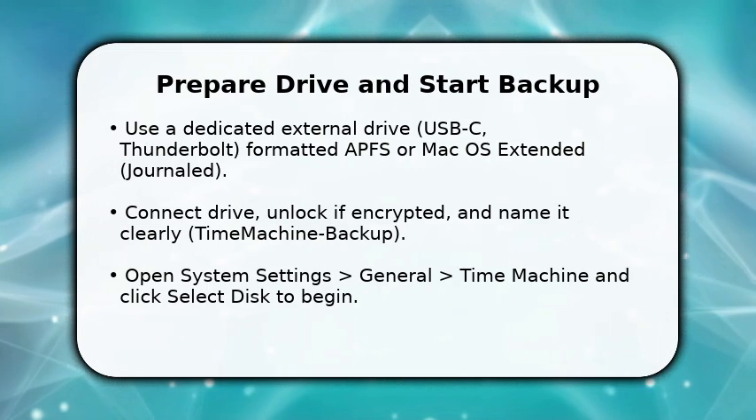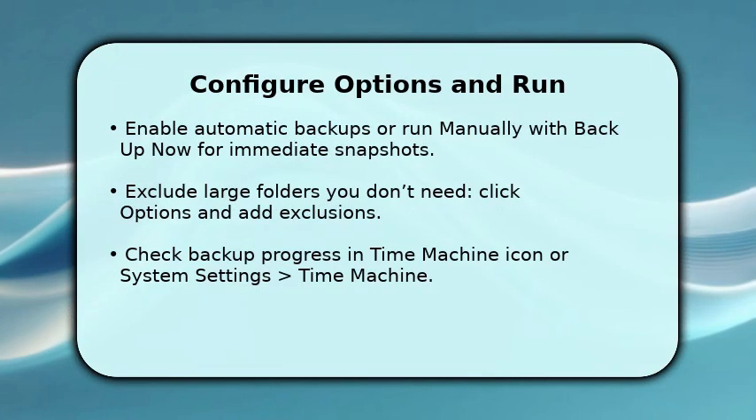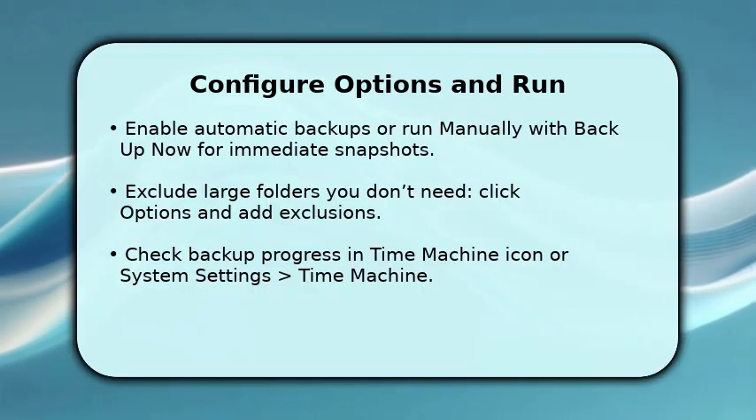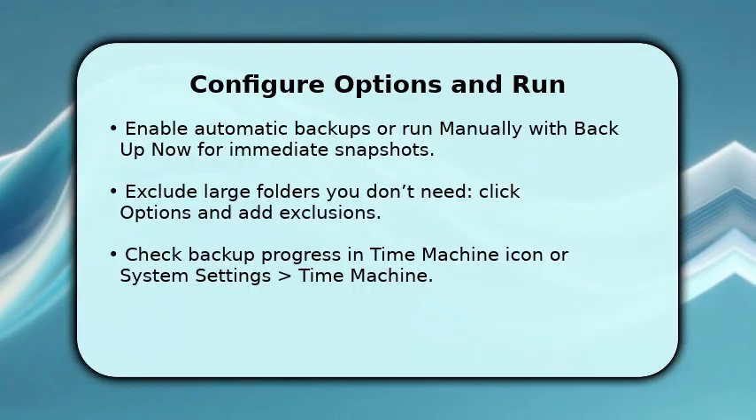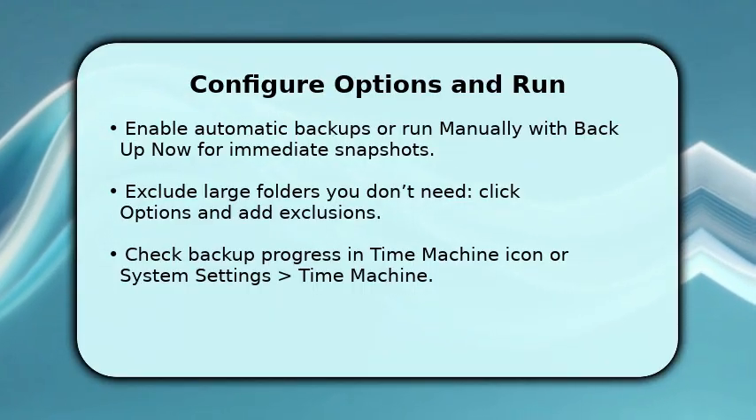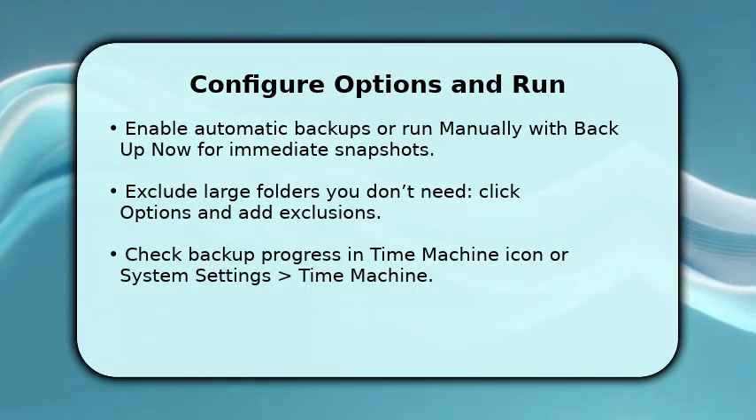Once done selecting the disk, configure options to match your workflow. Enable automatic backups for continuous hourly protection or choose manually and click Backup Now for control. Make sure to exclude bulky folders like virtual machines or media libraries to save space. Click Options to add exclusions.